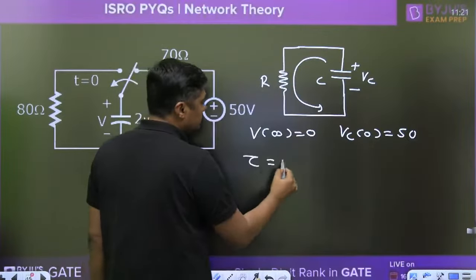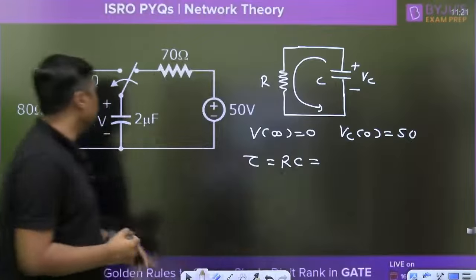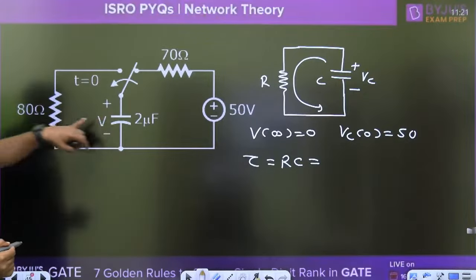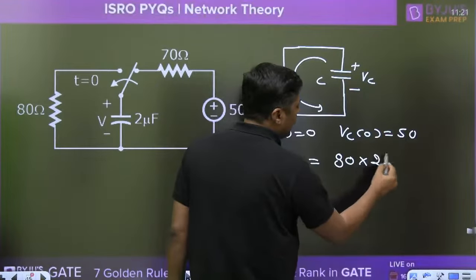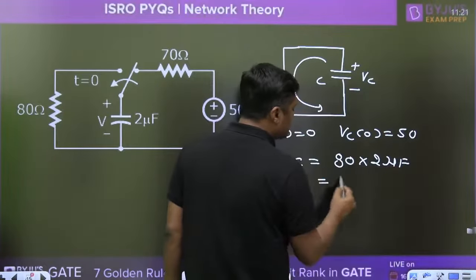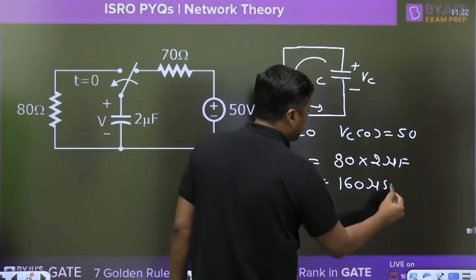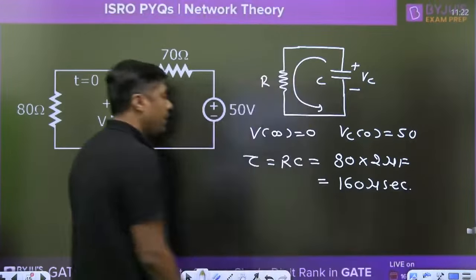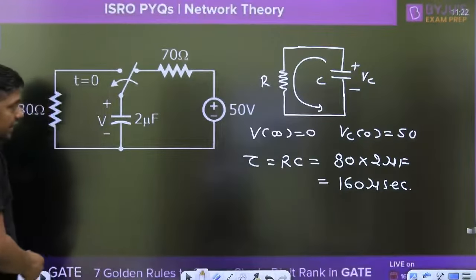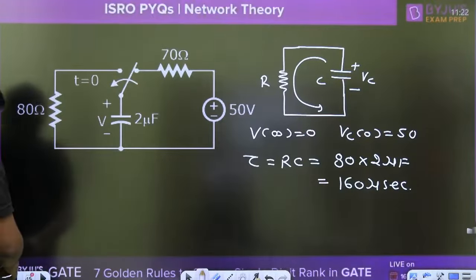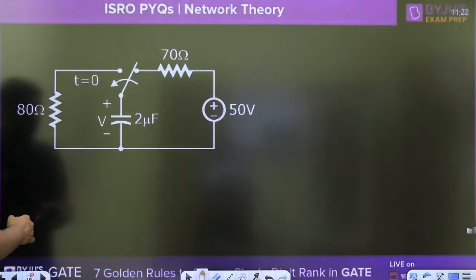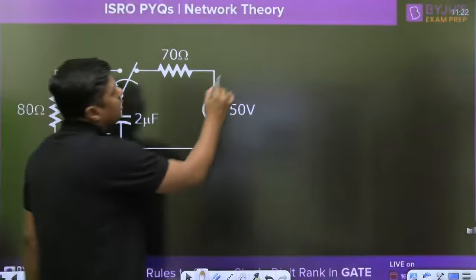And what is the time constant of this circuit? RC. So what is the value of R? 80 ohm and 2 microfarad. 80 into 2 microfarad, it will become 160 microsecond. That is the time constant, 160 microsecond. Then, if it is a source free response, no need to use the formula, but if you want, then you can use it. What is the formula?